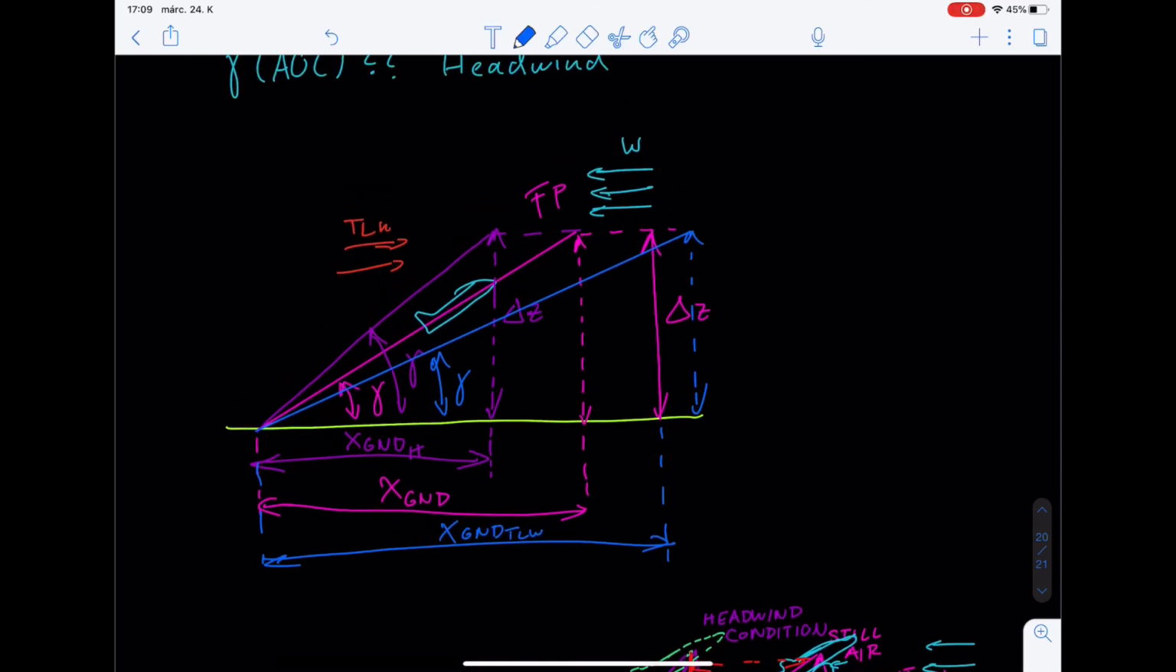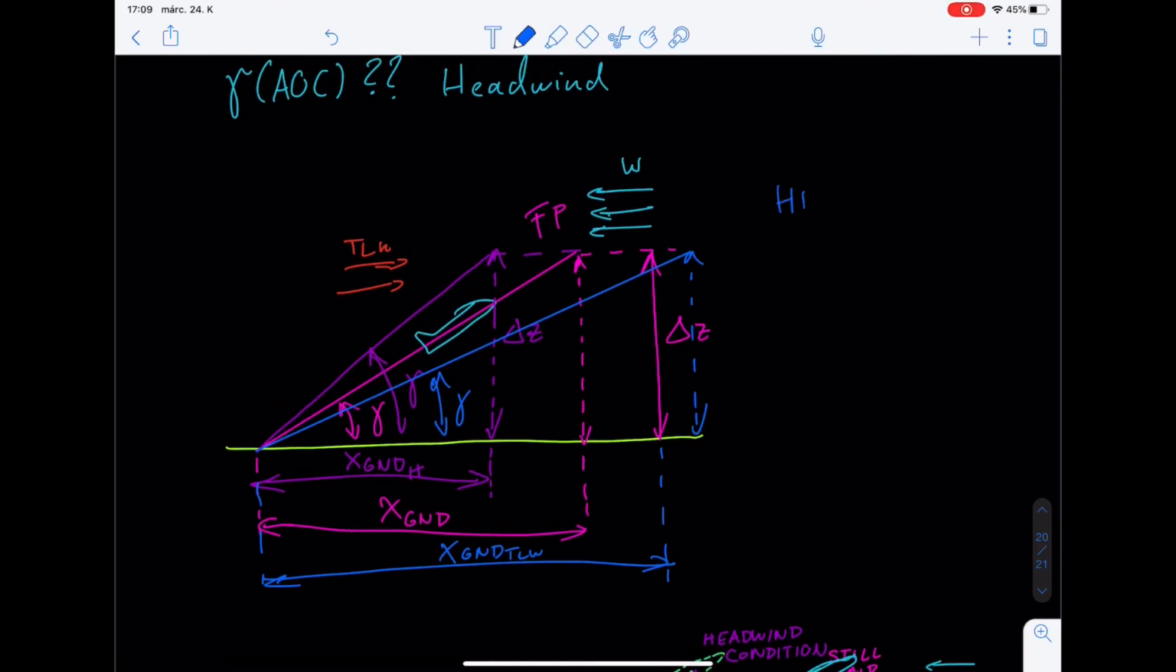So usually how I index wind components is H, dW for the headwind.